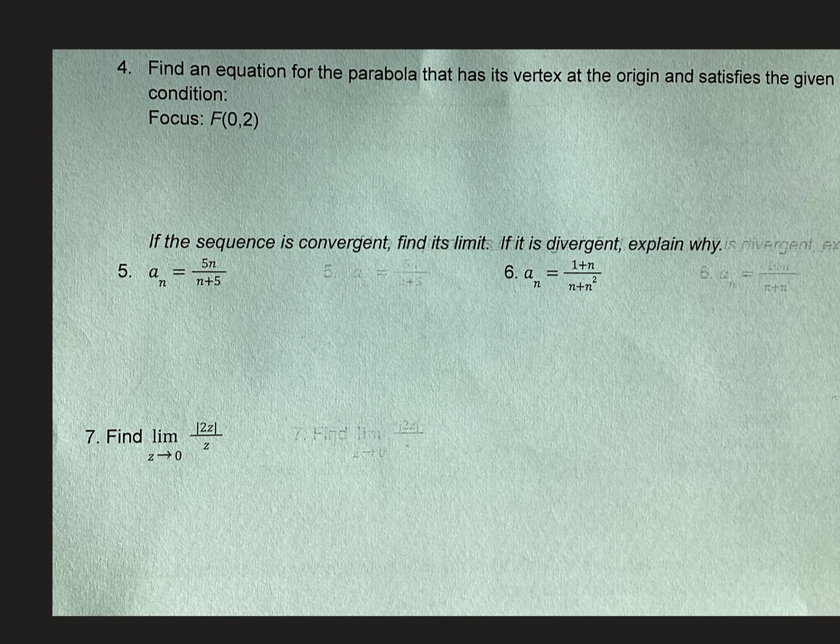Number 4, find an equation of the parabola. So we're going backwards here. You need to draw a picture for sure. This one says, there's your vertex, and the focus is 0, 2, which is up there, which means the parabola has to open up, by the way.